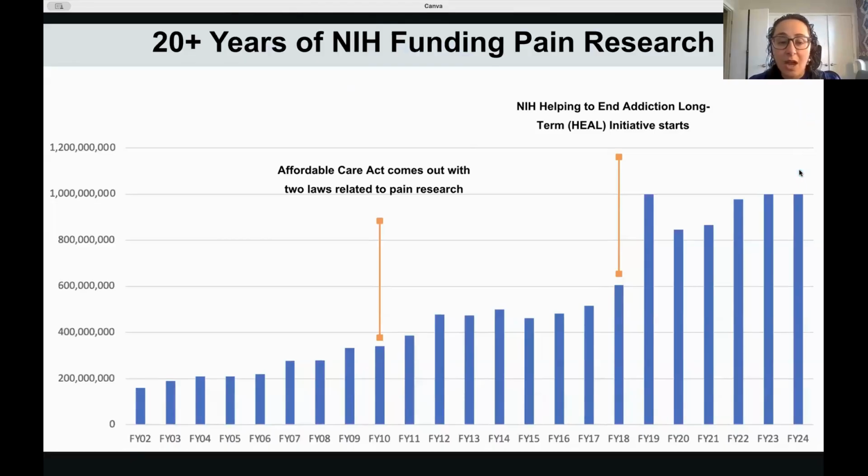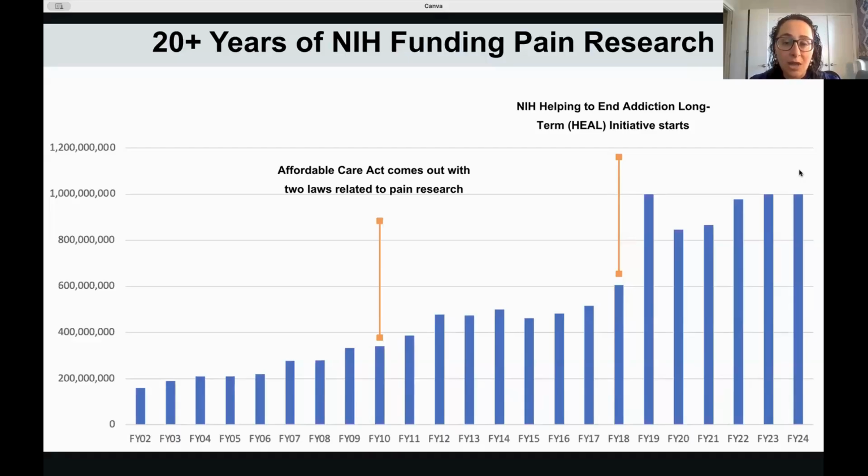So what you can see on this slide is starting in 2002, NIH was funding less than $200,000 per year. And over the course of time between 2002 and 2024, NIH increased their funding for pain research up to $1 billion. So this is a big jump in funding over the last 20 plus years.